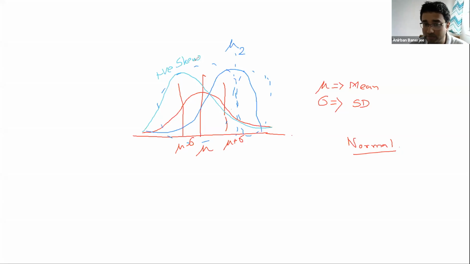It's also possible that we have something else. Okay, in that case, this is typical: the red line is our normal distribution. You can have distributions which are like this, or like this, right?